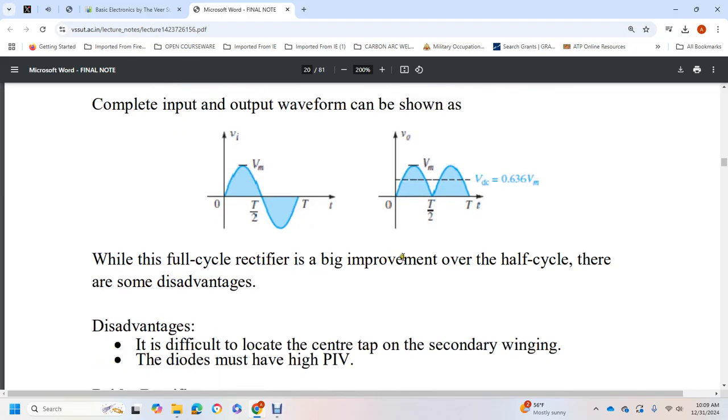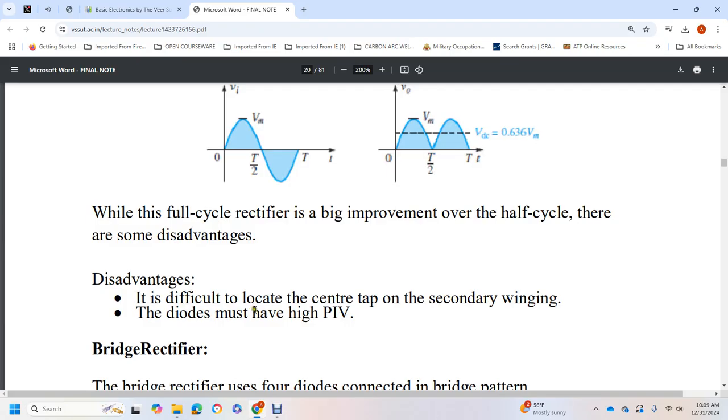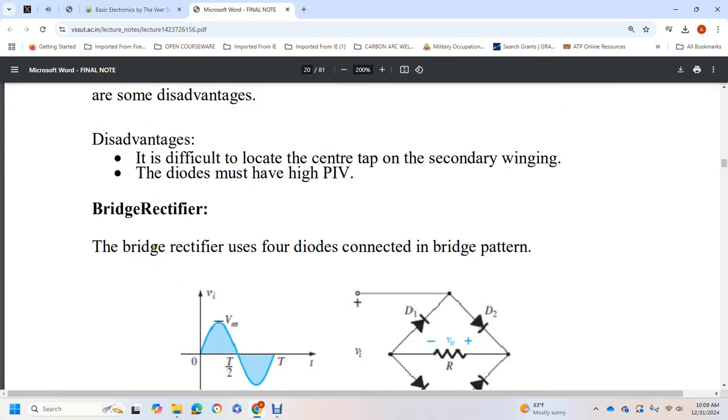The full wave rectifier is a big improvement over the half wave rectifier, but there are some disadvantages. It is difficult to locate the center tap of the secondary winding. The diodes must have a high PIV, the peak inverse voltage rating. The bridge rectifier uses four diodes connected in a bridge pattern.